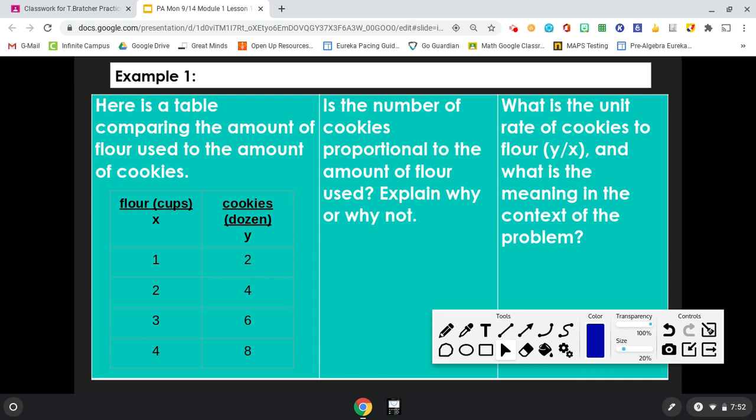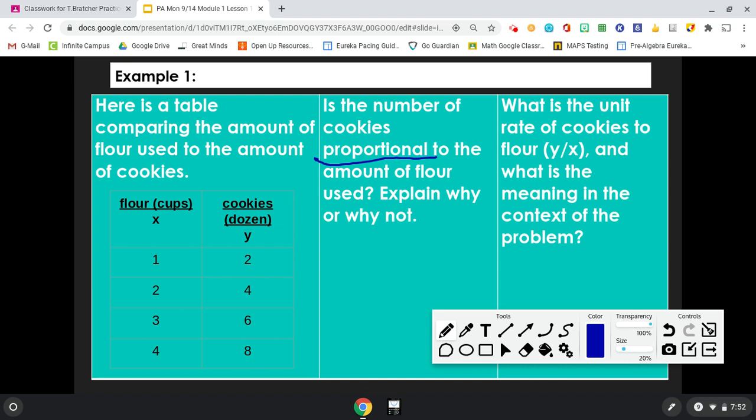So it said, here is a table comparing the amount of flour used to the amount of cookies. So you can see that for 1 cup of flour, that makes 2 dozen cookies. For 2 cups, 4, 3 to 6, 4 to 8. So our first question says, is the number of cookies proportional, okay, to the amount of flour used?